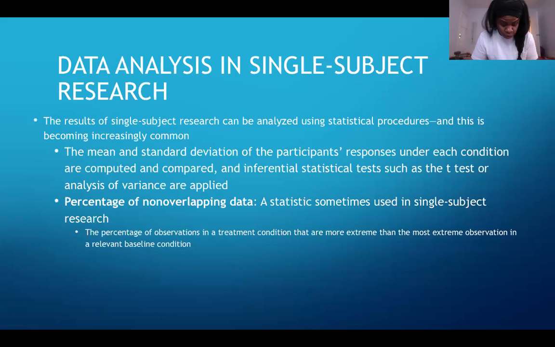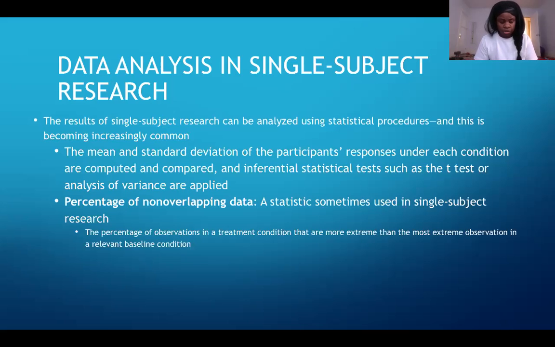Okay. Moving on. The results of single subject research can be analyzed using statistical procedures, and this is becoming increasingly common. The mean and standard deviation of the participants' response under each condition are computed and compared, and inferential statistical tests such as t-test or analysis of variance are applied. The percentage of non-overlapping data, also known as PND, is the percentage of responses in the treatment condition that are more extreme than the most extreme response in a relative control condition.